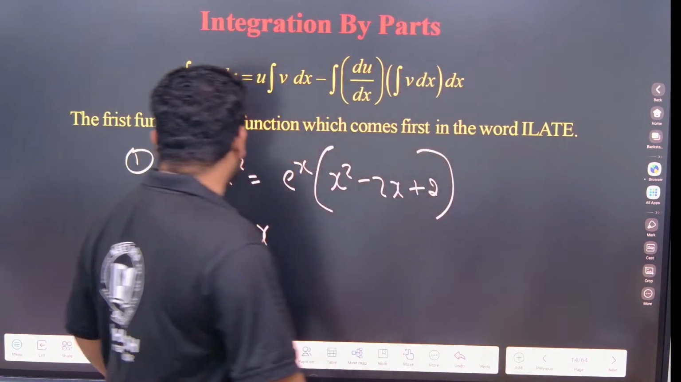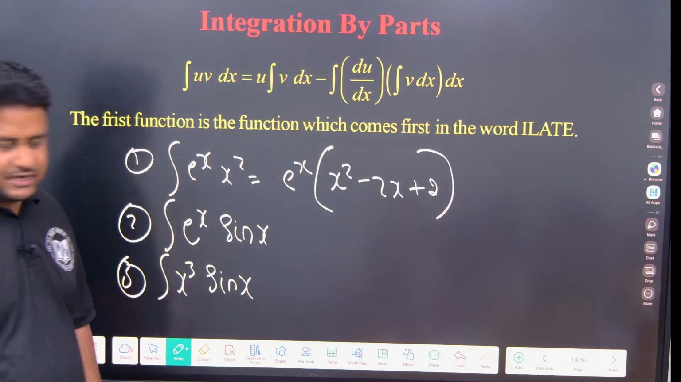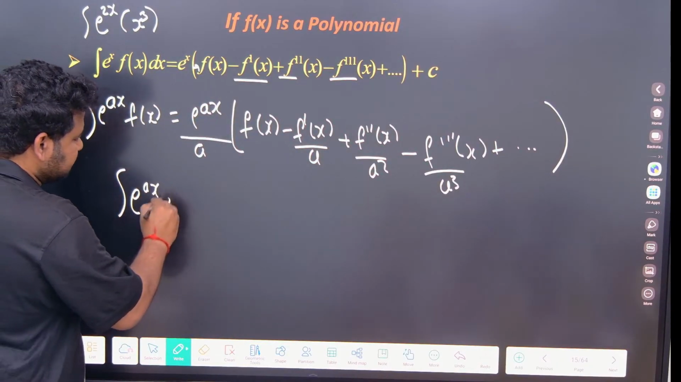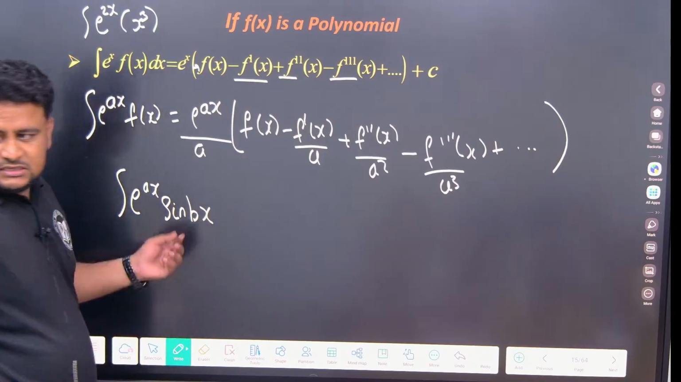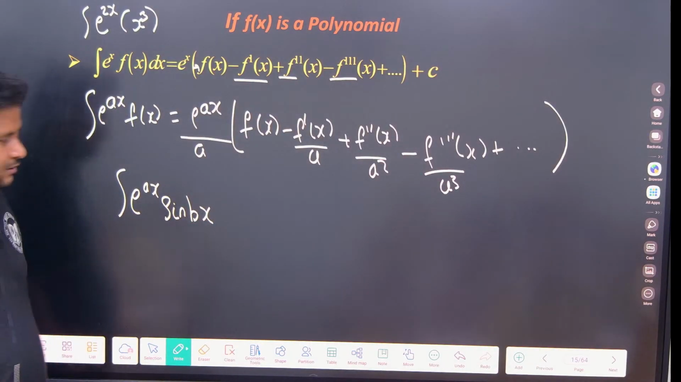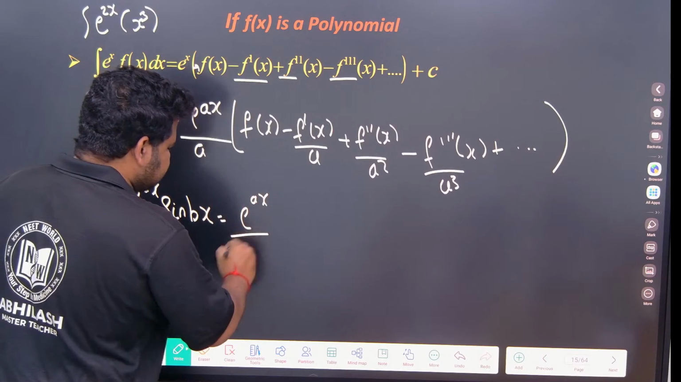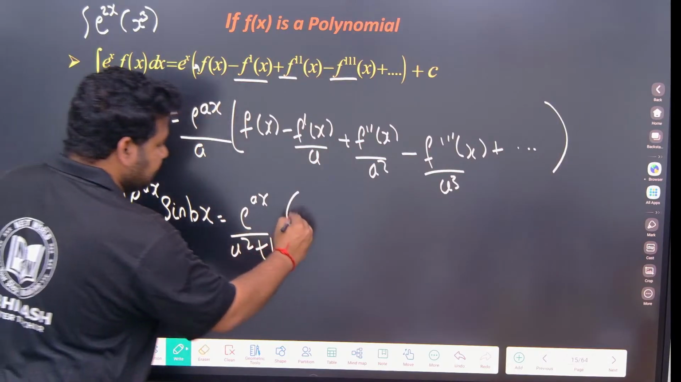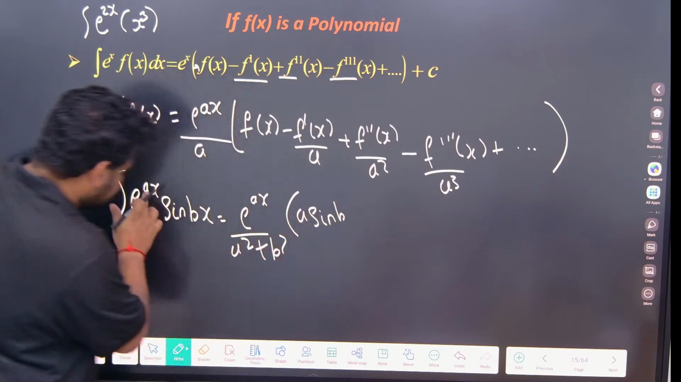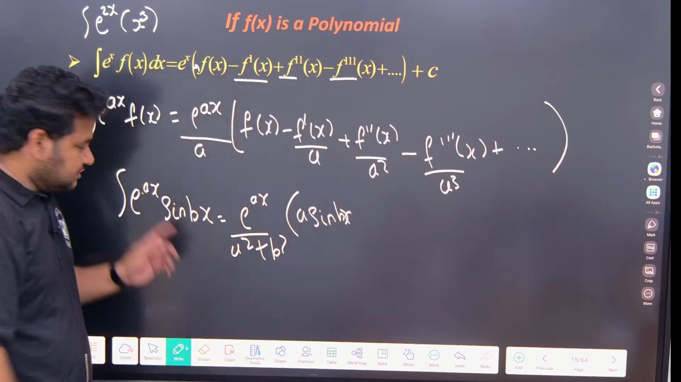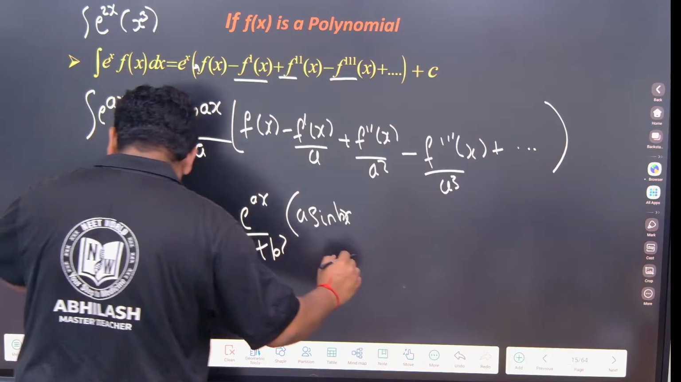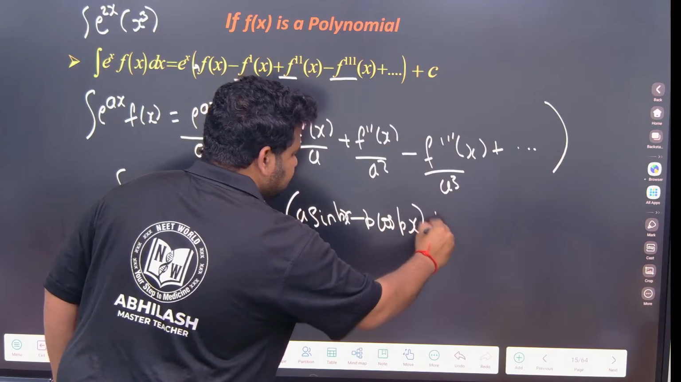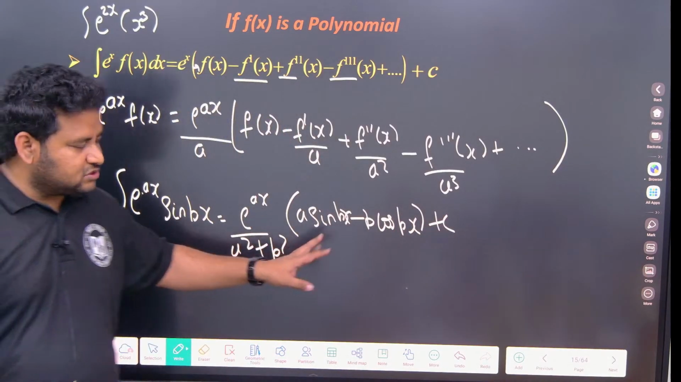Now, when we talk about e power x into sin x, we will use the shortcut formula. Suppose we are having integral of e power ax sin bx. The formula is e power ax by a square plus b square into a sin bx, but sin means minus will come, minus b cos bx, plus c.